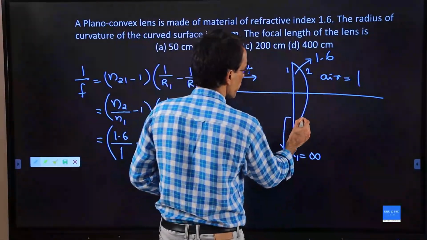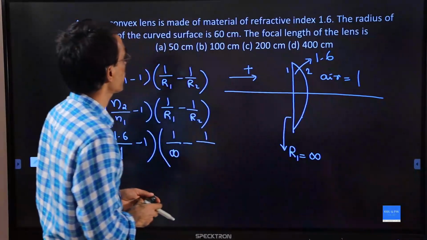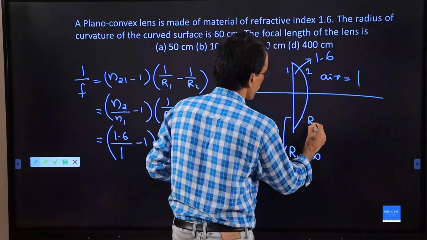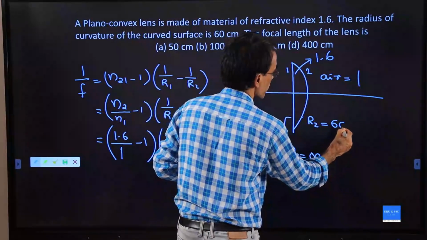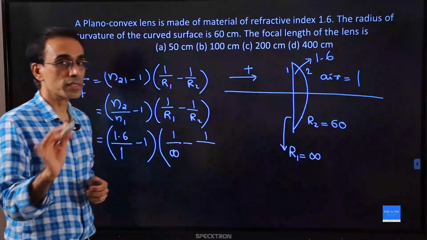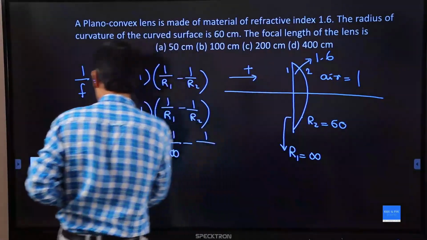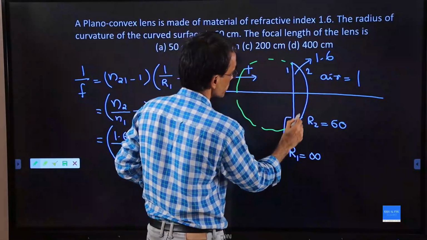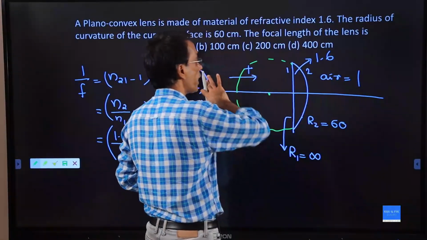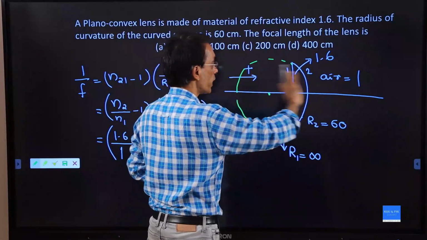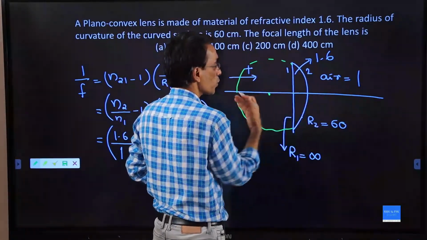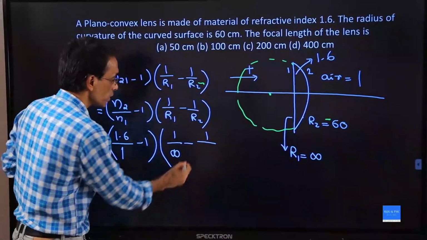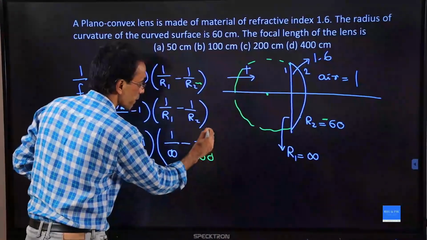The radius of curvature of the second surface is given. The radius of curvature of the curved surface is given as 60, so R2 is given as 60. But there is a problem: the Cartesian sign convention. This R2 is part of a sphere like this. Its center must be somewhere here. Light is incident from left to right, so that is the positive direction. You are measuring that in the negative direction, so this R2 is minus 60.